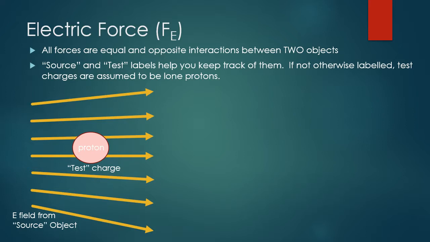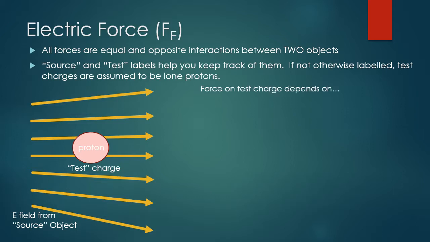Occasionally you get a problem that just mentions a test charge and doesn't say any information about it, like it doesn't say what the charge is or how many protons or electrons it is. It just talks about a generic test charge. In that case, the test charge is always assumed to be a lone proton, which is why I used it in this problem. So the generic test charge is always a lone proton.